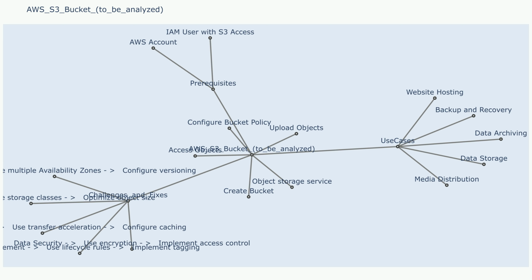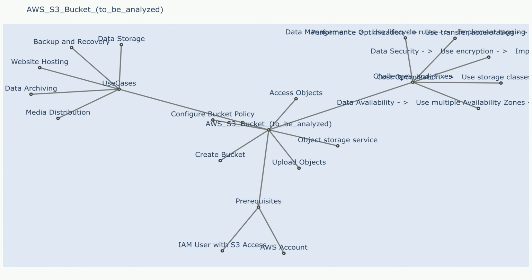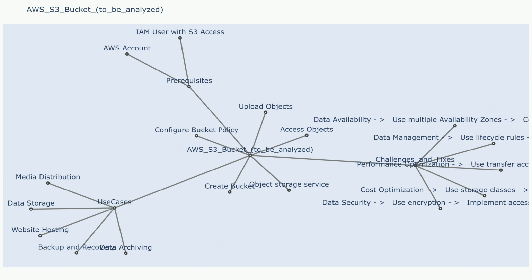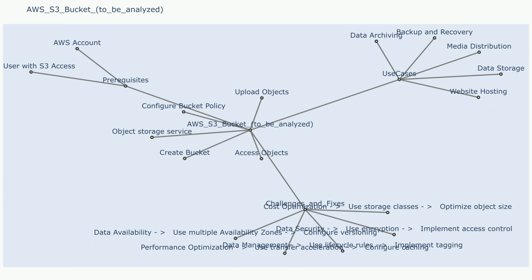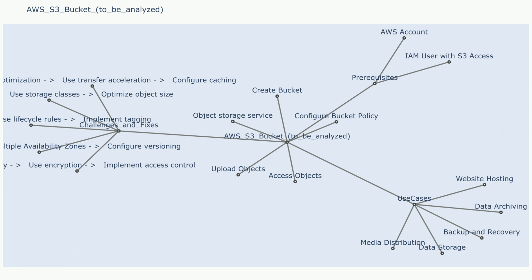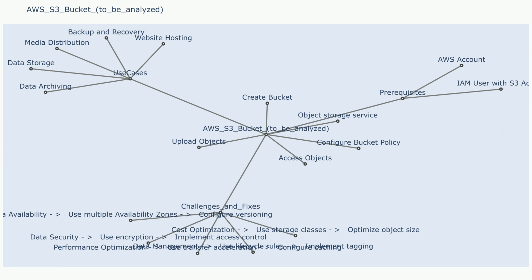AWS S3 Bucket. Description: Amazon Simple Storage Service. Amazon S3 is a service offered by Amazon Web Services, AWS, that provides object storage. Object storage is a type of data storage that allows you to store and retrieve data objects, such as files, images, videos, and other types of digital content, without needing to create file systems.